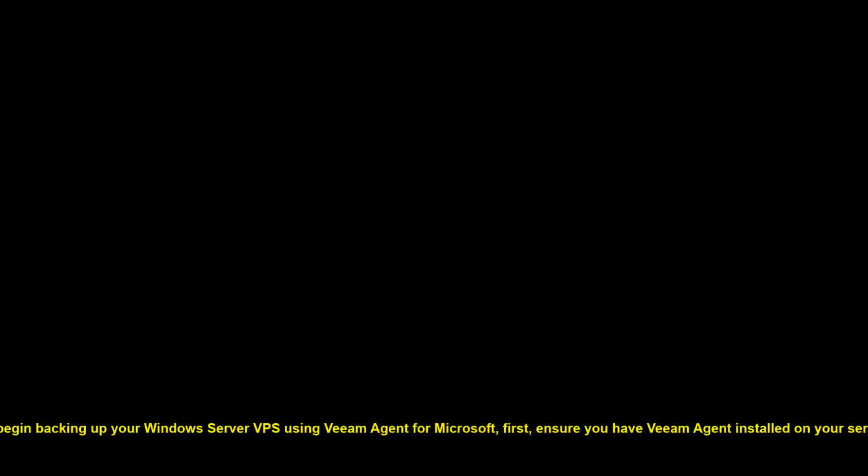To begin backing up your Windows Server VPS using Veeam Agent for Microsoft, first, ensure you have Veeam Agent installed on your server. If you haven't installed it yet, download the latest version from the Veeam website. Once downloaded, run the installation file and follow the prompts to set it up on your server.